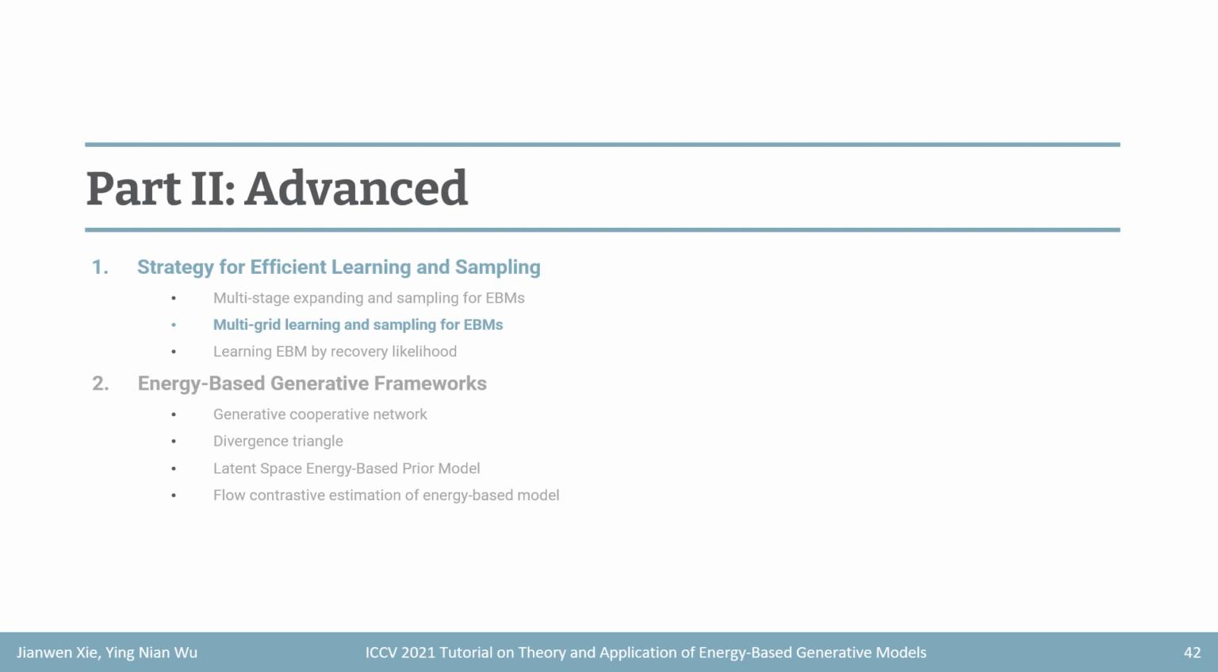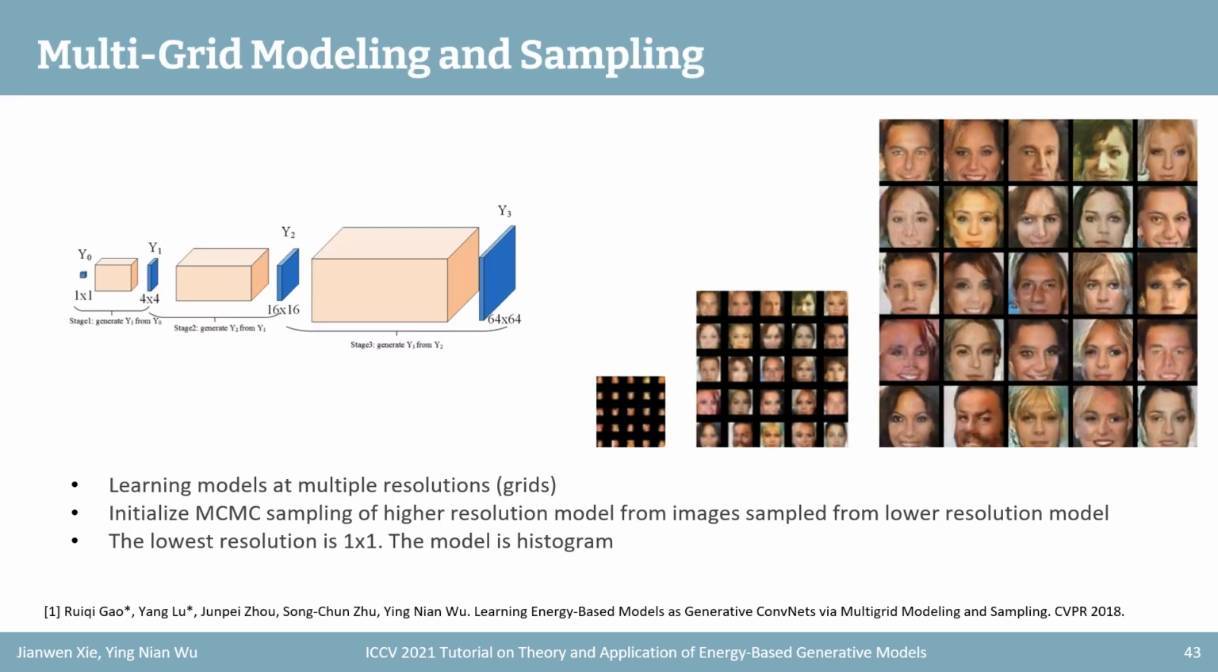Next, we present a related method. This method is a multi-grid modeling and sampling method where we learn multiple models at multiple resolutions or multiple grids. When we sample a model at a higher resolution, we always initialize the finite-step MCMC sampling from images sampled from the models learned at lower resolutions. And of course, the lowest resolution is 1 by 1, where the model is simply the histogram.